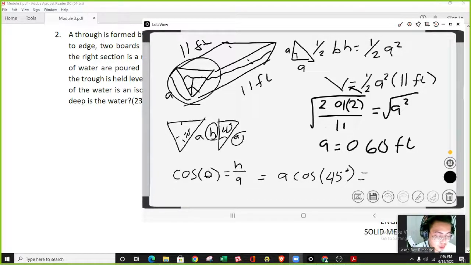We now have your height equals to 0.42 feet. Okay, so that is your final answer.